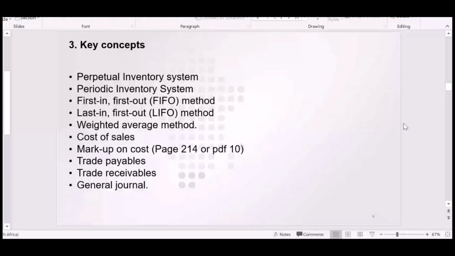Shange, do you want to tell us what is first in, first out, last in, first out, and the weighted average inventory valuation method? Shange? I'm sorry, I was still turning my microphone on. The only one I know, but not very well, is the first in, first out method. Yes, tell us, what is it?